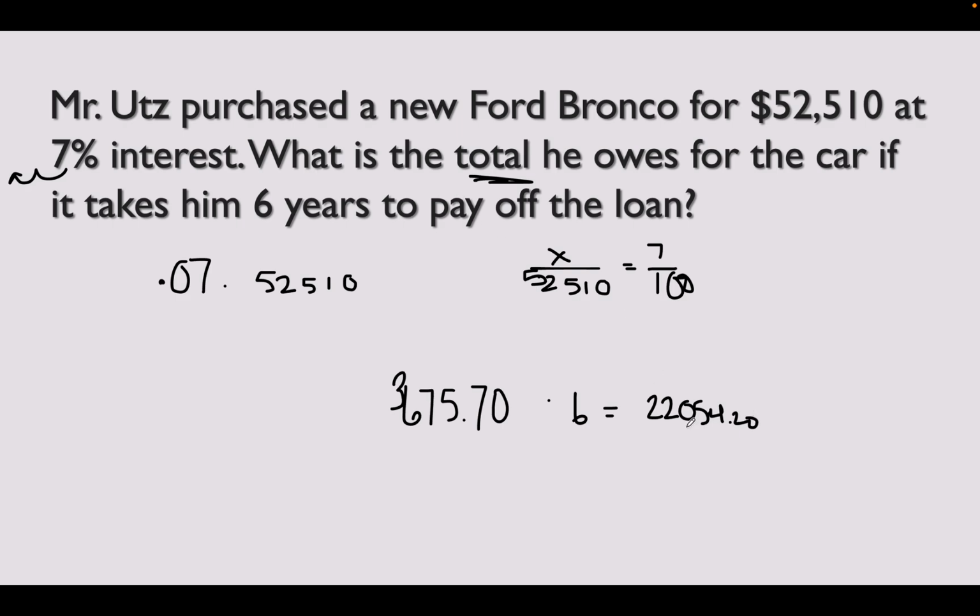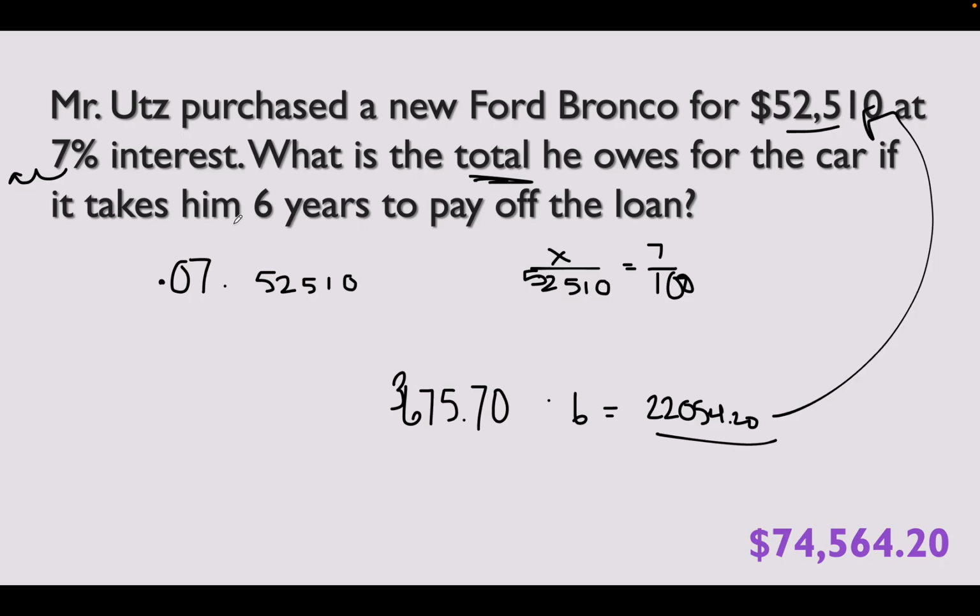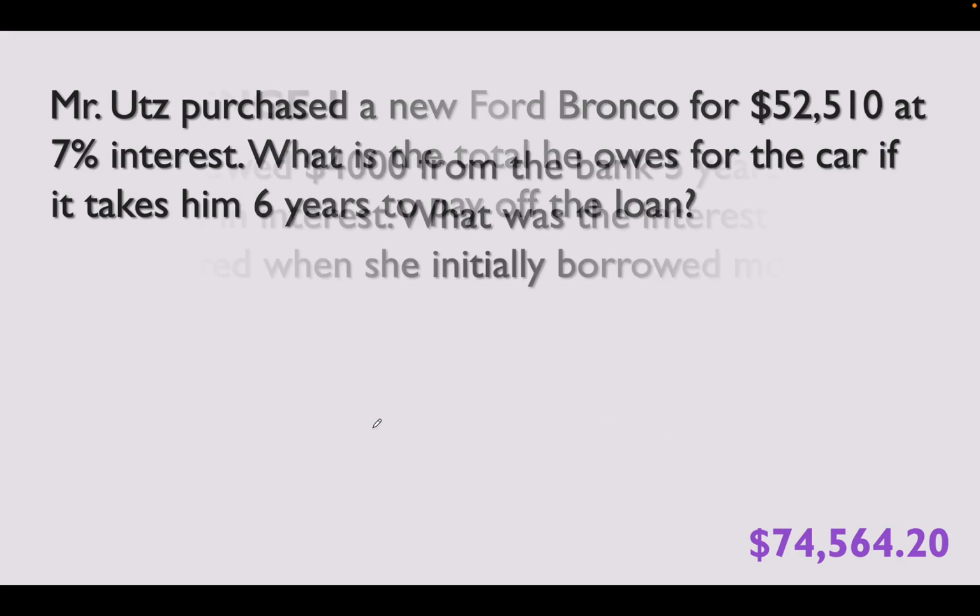$22,054.20. And then this one asks for the total. So we're actually going to add that back on to this. And then that gives us a total of $74,567.20, which is quite a bit for that car. That's a high interest rate, and that's a higher starting point, and it takes us 6 years to pay that one off. So that's almost over $22,000 in addition to the actual price of the car.